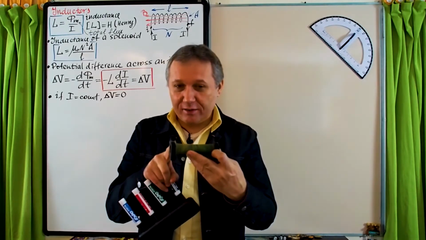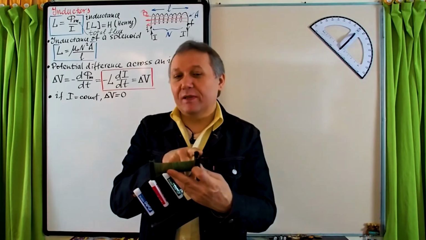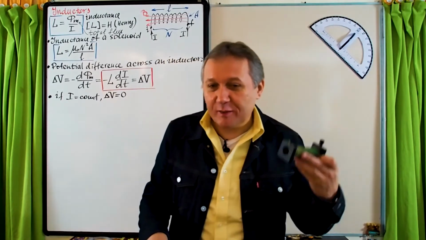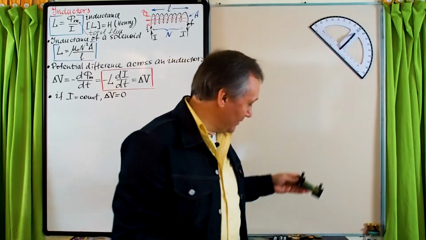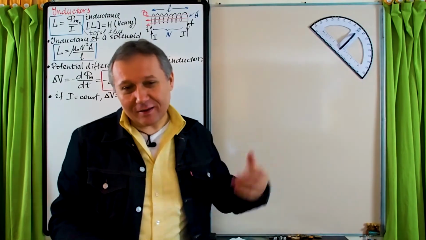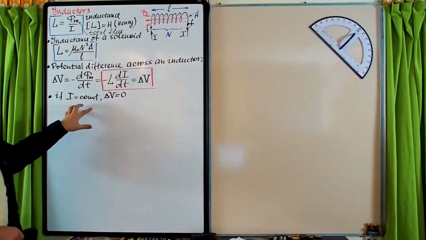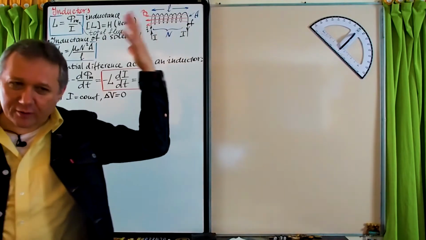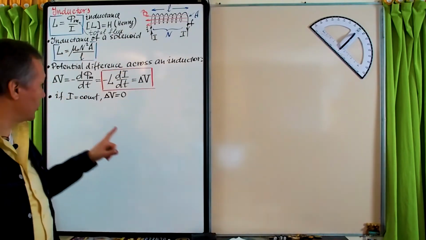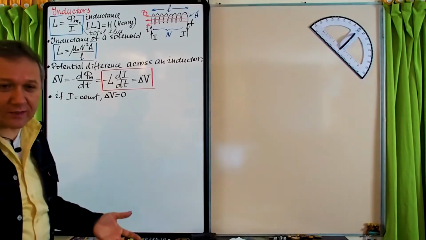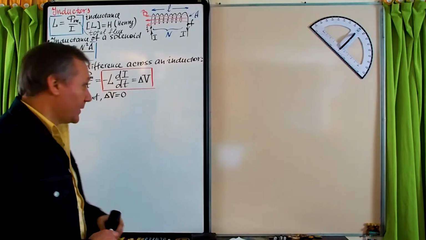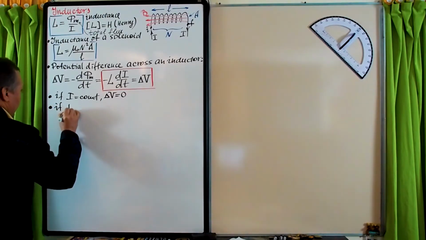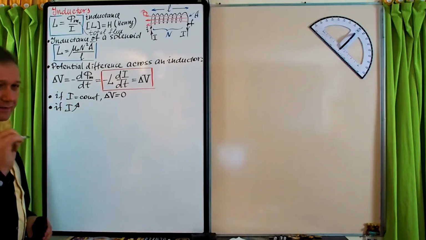So the electric potential here and the electric potential there will be exactly the same, right? So in this case, the solenoid is a completely useless element in a circuit. If current is constant, it doesn't matter how strong the current is, you can set thousands of amps, but if current is not changing in time, delta V will be 0. Okay, then the next case.